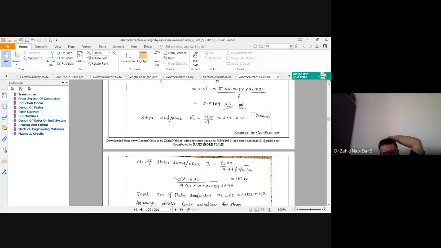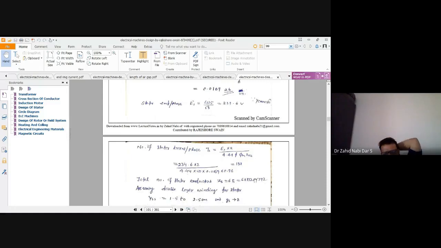Exactly 132, I don't think you'll get some fraction, but you have to convert this, because the number of turns will not be in fraction, because these are turns. So you have to take the next or the closest integer value, that is 132 you have taken. Now once you have calculated the number of turns, straight away you can calculate how many stator conductors are required, because it's a three-phase machine. I told you in the last class also, you can say Z_s is equal to 6 times T_s. So Z_s is equal to 6 into 132, so you get the value of 792.